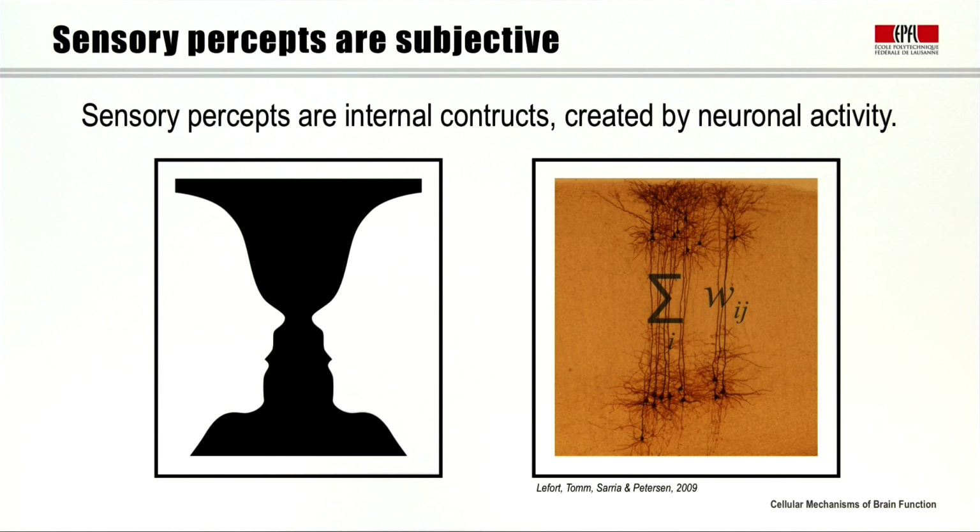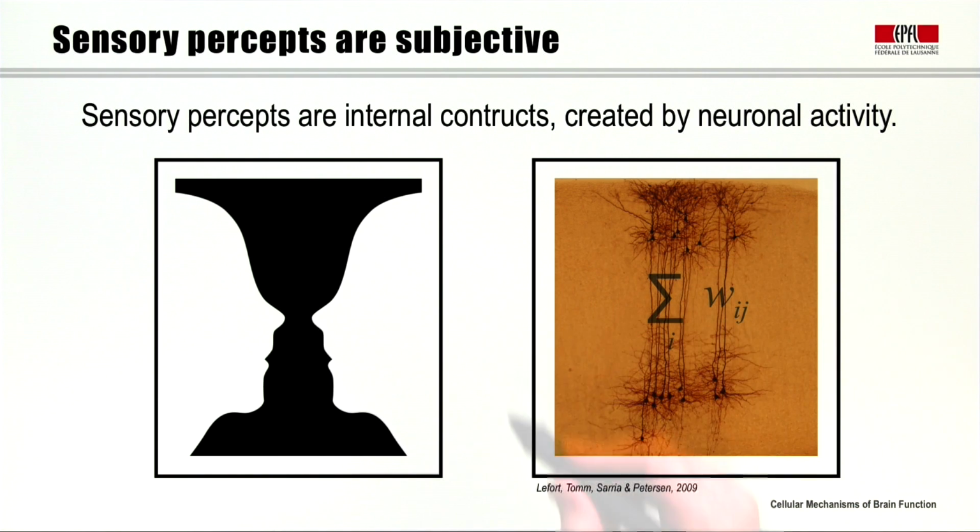evoke bistable percepts. We have one set of photons that fall upon the retina, but if you stare at this image for long enough, you'll see two alternating percepts. Either you see the two white faces looking at each other with their noses almost touching, or you see the black cup in the middle. And it's one set of light that falls on the retina, but the brain generates two distinct percepts from it. Clearly, sensory percepts are internal constructs that are generated by neuronal activity.